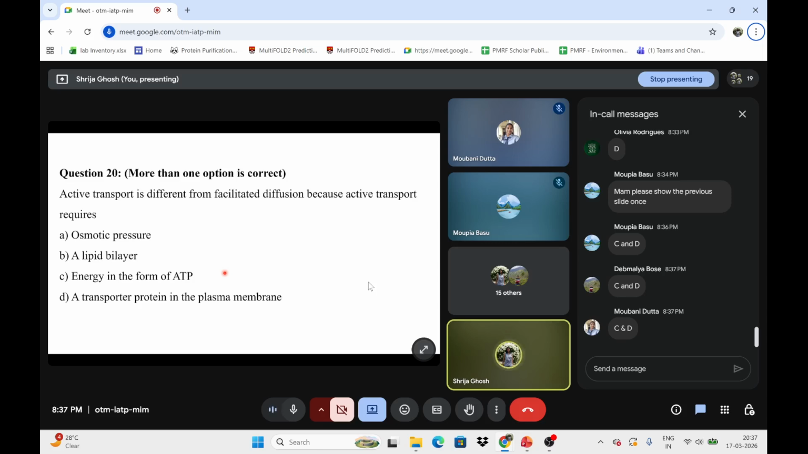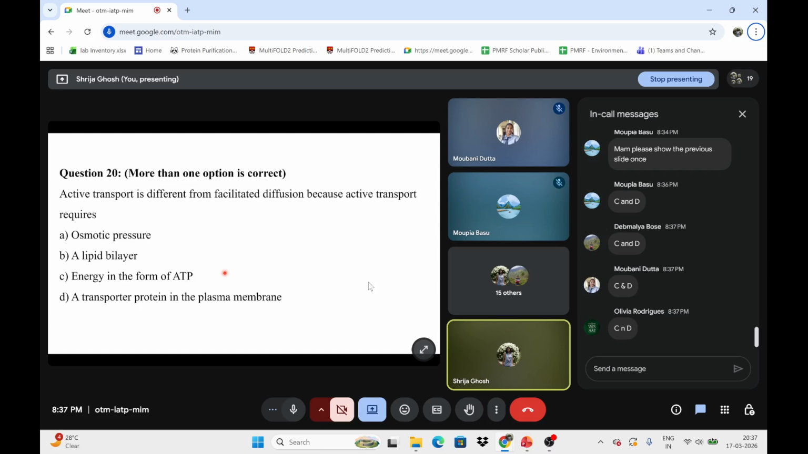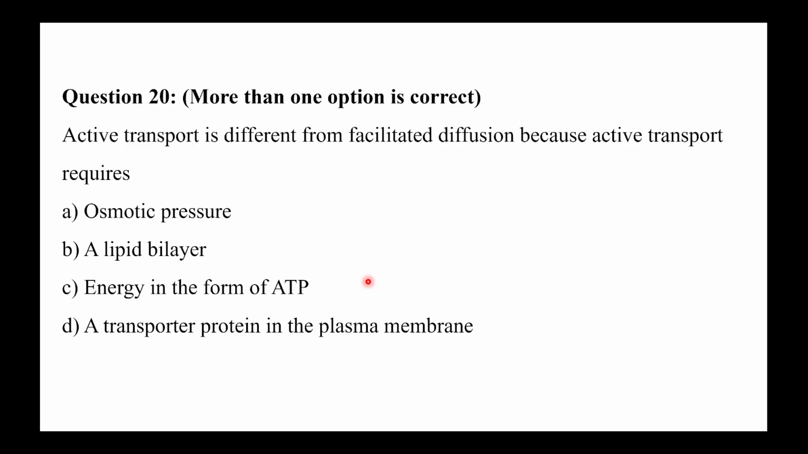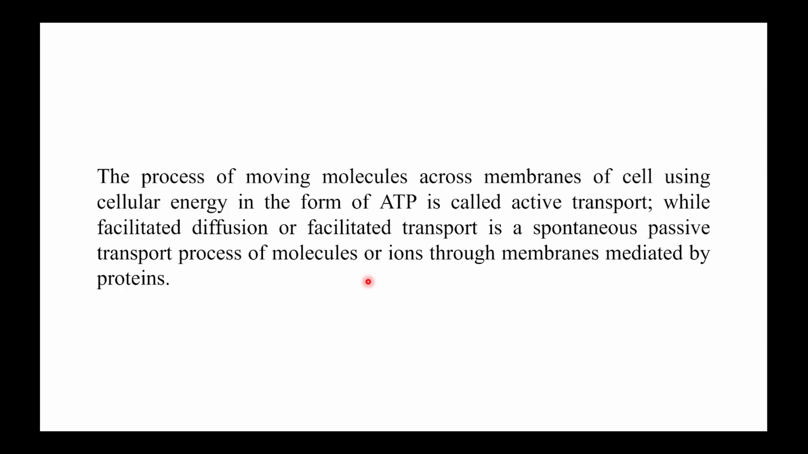So the three of you who have answered options C and D. C is energy in the form of ATP and D is transporter protein in the plasma membrane. Let's see the correct answers. The correct answers are option C and D. That is, you guys are right. So 4 people have answered and they have answered correctly.